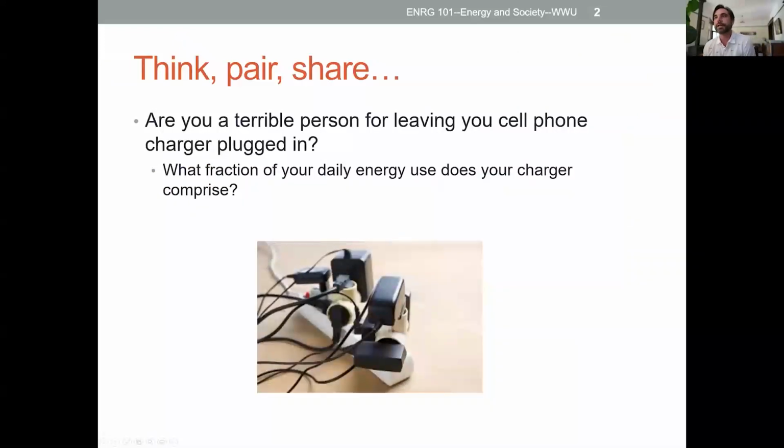So you can't really talk amongst yourselves, but you can sure use the chat or just speak out loud if you'd like to. But are you a terrible person for leaving your cell phone charger plugged in? So I have a teeny little charger next to my bedside table, and it's just plugged in all day long. My phone charges at night. And so I want you to ask yourselves, are you a terrible person for leaving that plugged in?